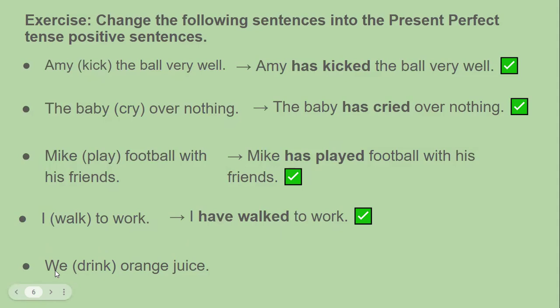Next up, we drink orange juice. Subject, we. For the subject we, we have to use have. We have to use the third form of drink, which is drunk, because drink is irregular. So it's drink, the infinitive, the past form, drank, with an A over here, and the past participle is drunk with a U. The correct sentence therefore becomes: we have drunk orange juice.